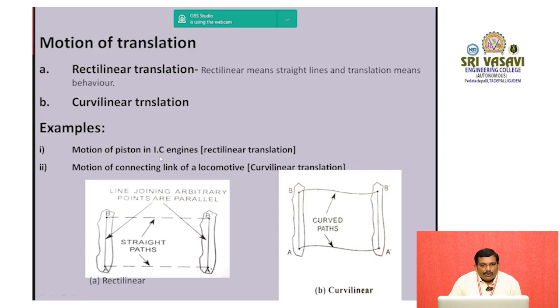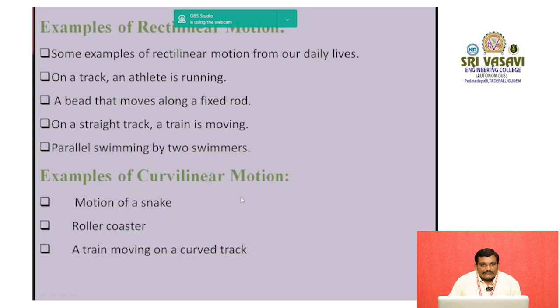An example of rectilinear translation is the motion of a piston in an IC engine. An example of curvilinear translation is the motion of the connecting link of a locomotive. See here, this is rectilinear translation. These 2 points are joined on the body, the paths are straight lines, and the lines joining the arbitrary points are parallel. And in curvilinear translation, the paths are curved lines.